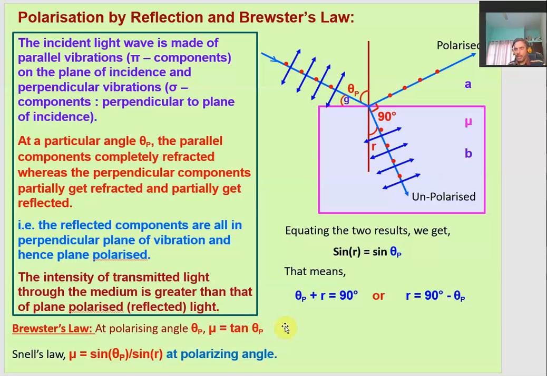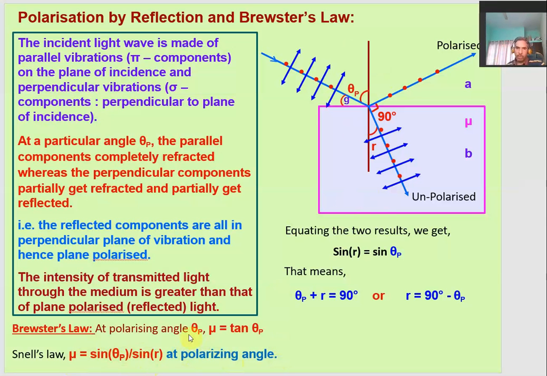From here we can draw a very important result. For that, we use the expression of Snell's law. Here we are observing that reflection is taking place because the light is unpolarized, and it also goes into the other medium, so refraction is taking place. From that we can write this result. The refractive index of the medium with respect to the first one, if the first one is air for example, is the sine of the angle of incidence, which is theta p, the angle of polarization, divided by the sine of the angle of refraction. This is Snell's law, and we are writing this result at the polarizing angle.